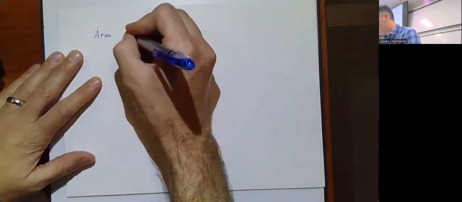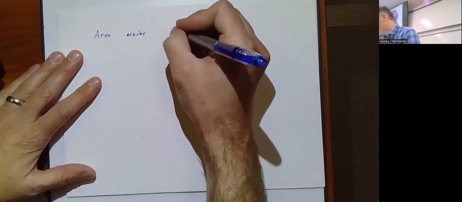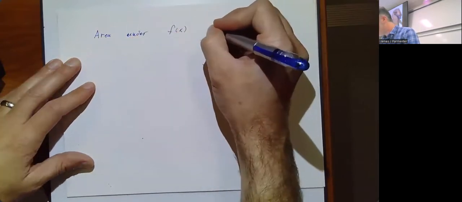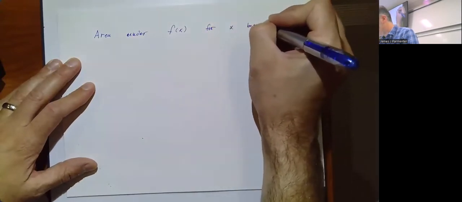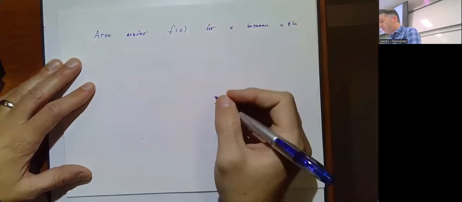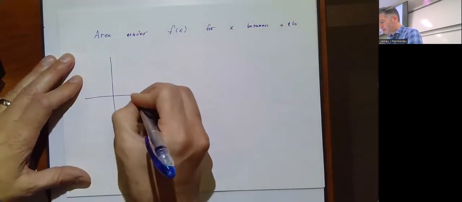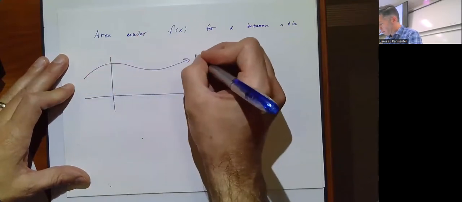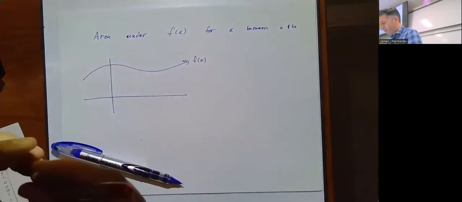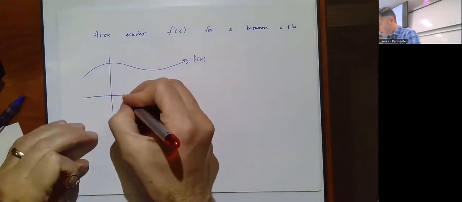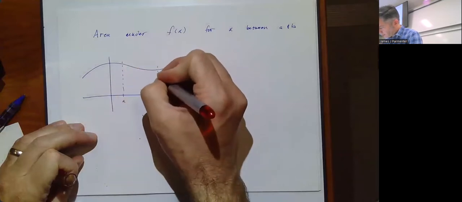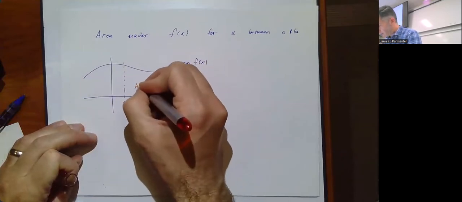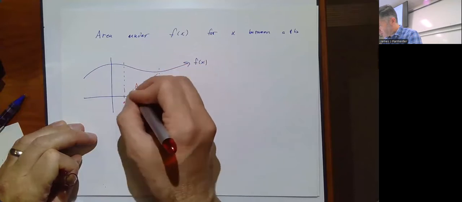So the reason we talk about integrals mostly is we're trying to find the area under a curve. So under, for example, f of x, where x is between some constants. Usually we say a and b. So graphically, it looks like this. We've got some function, f of x, and between a and b, I want to find the area. So there's the area.